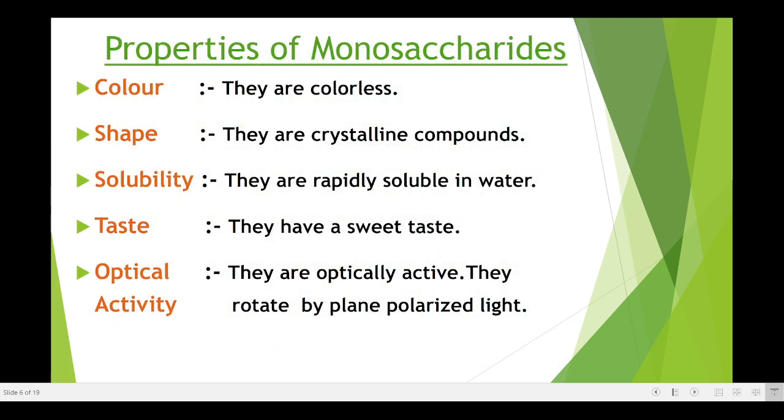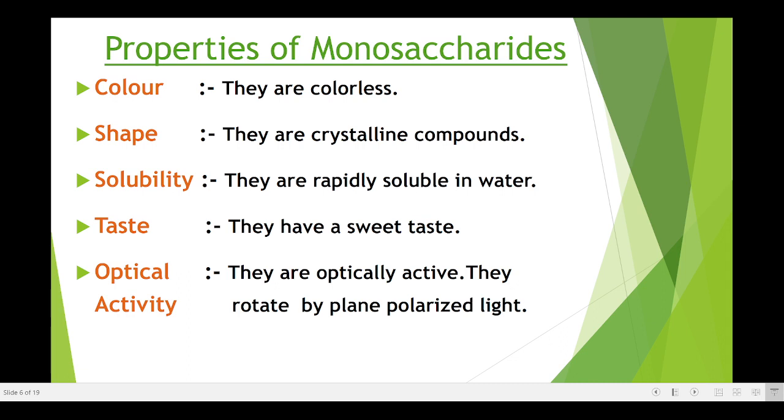Next, we can see the properties of monosaccharides. Here we can see color. Monosaccharides are colorless. Shape: they are crystalline compounds. Solubility: they are readily soluble in water. Taste: they have a sweet taste. The fifth property of monosaccharides is optical activity. Monosaccharides are optically active compounds. They rotate plane polarized light.